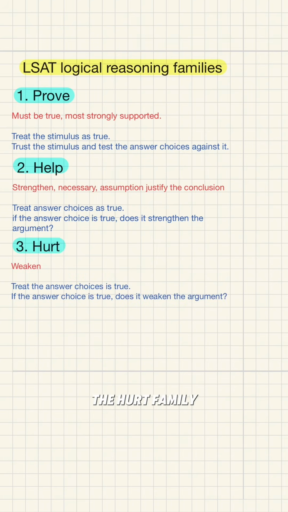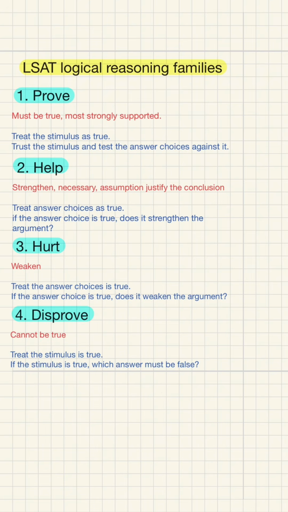Family 3 is the hurt family, which only includes weaken questions. These work like the help family in that the answer choices are taken as true, but this time, your task is to find something that damages or undermines the argument. If the answer choice is true, does it make the argument worse? That's what you're testing for. Just like in Family 2, you trust the answers and test the stimulus, but now you're looking to poke holes in the reasoning.